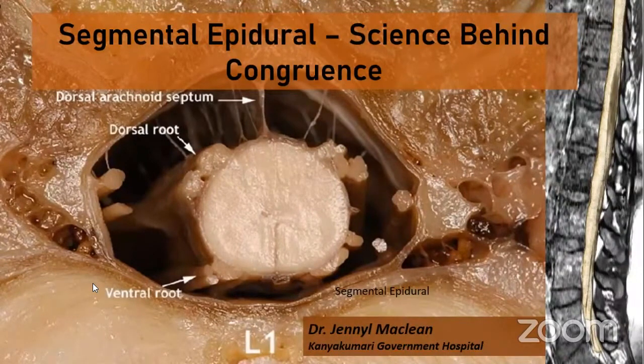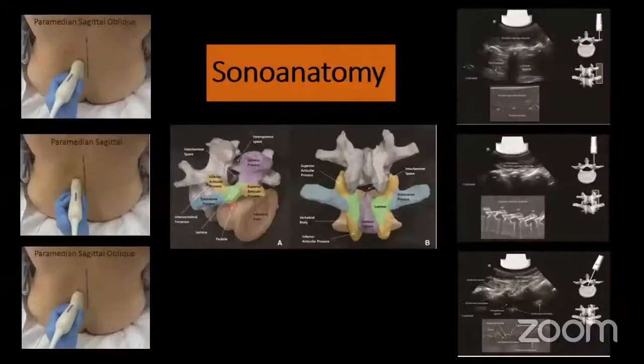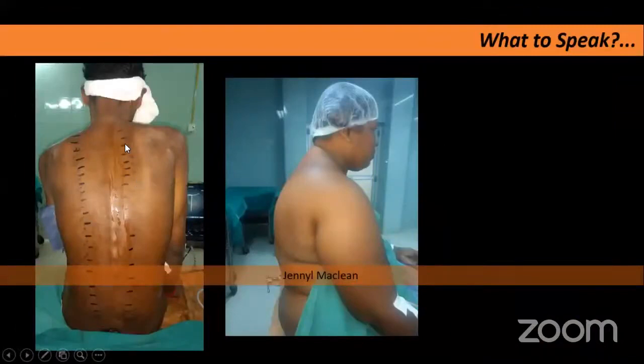Let's begin this topic. This is mainly for PGs who do epidurals. I would like to call this topic a segmental epidural, the science behind congruence. What should I speak? I thought of whether I should tell you about the zone anatomy of the epidural space, which you can see in the parasagittal view. Should I speak about the parasagittal oblique technique, where we will be able to see the interlaminar space? This is how you learn to mark your interlaminar space from T1 to L5.